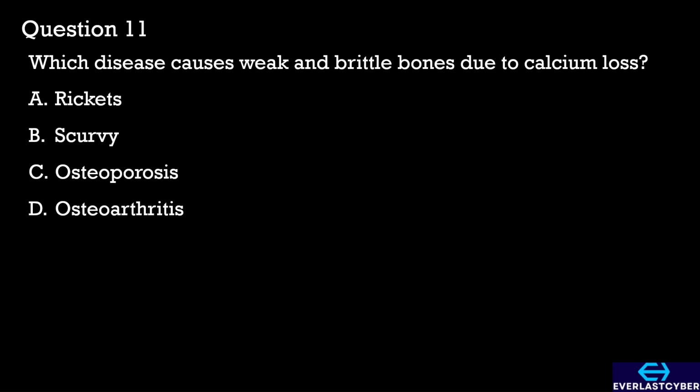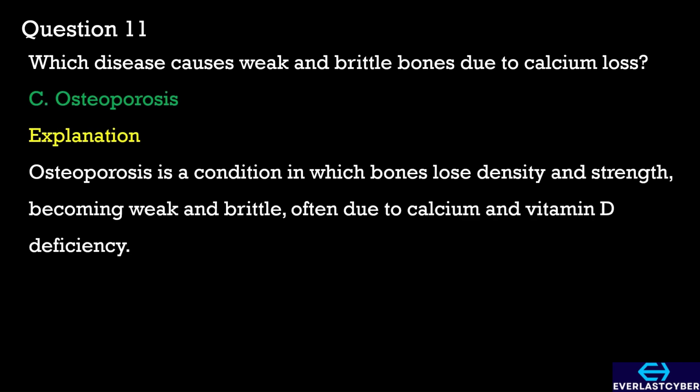Osteoporosis is a condition where the bones lose density and strength, thereby becoming weak and brittle, and this is usually due to calcium and vitamin D deficiency. Osteoarthritis is a degenerative joint disease and it causes joint pain and stiffness, but not bone weakening. So our answer here is option C. Osteoporosis is caused by a lack of or deficiency of calcium and vitamin D.